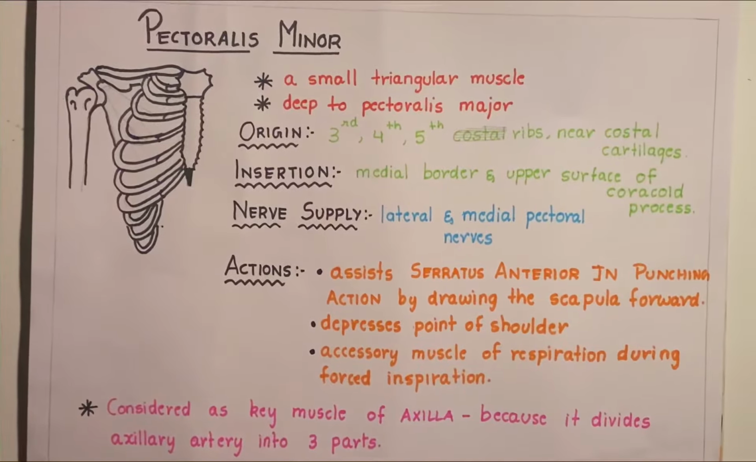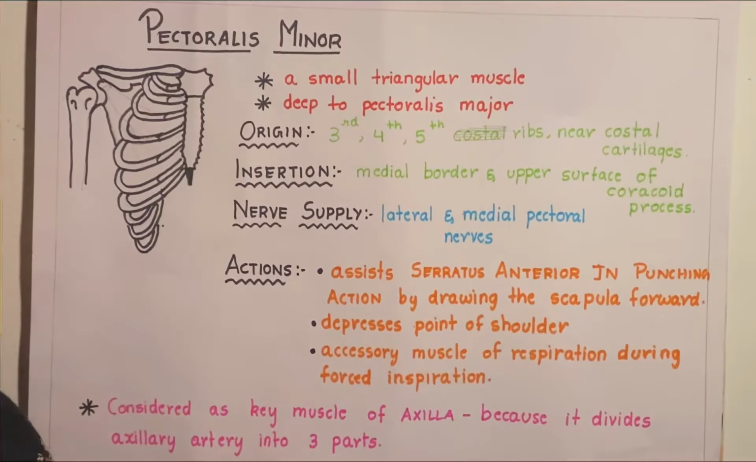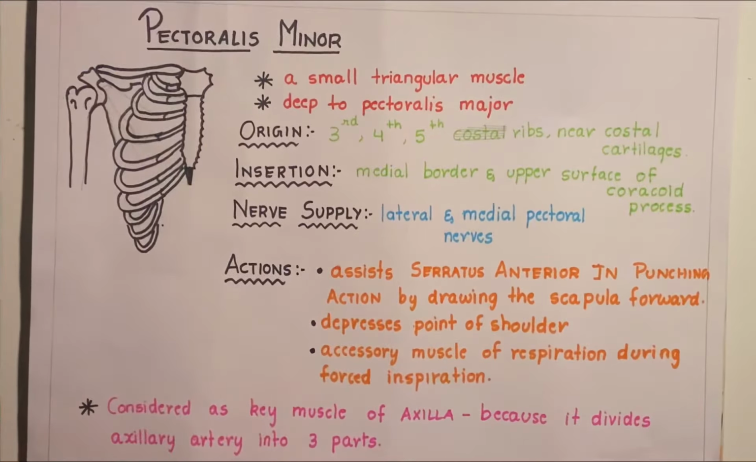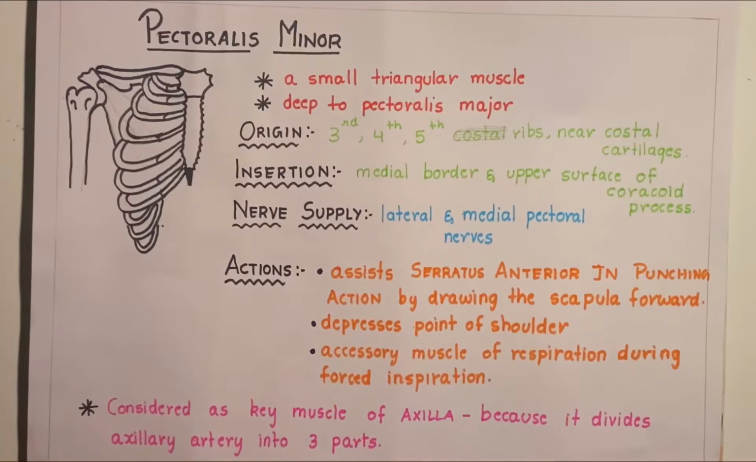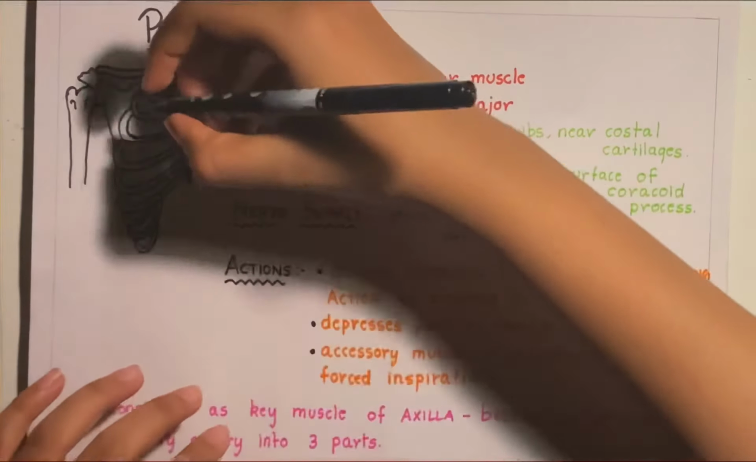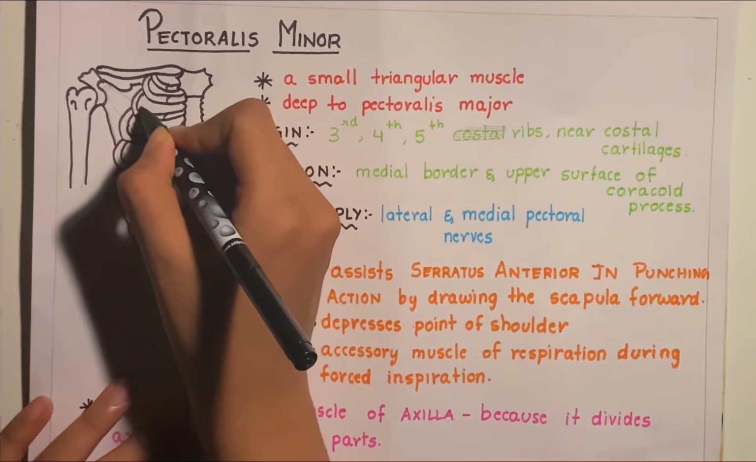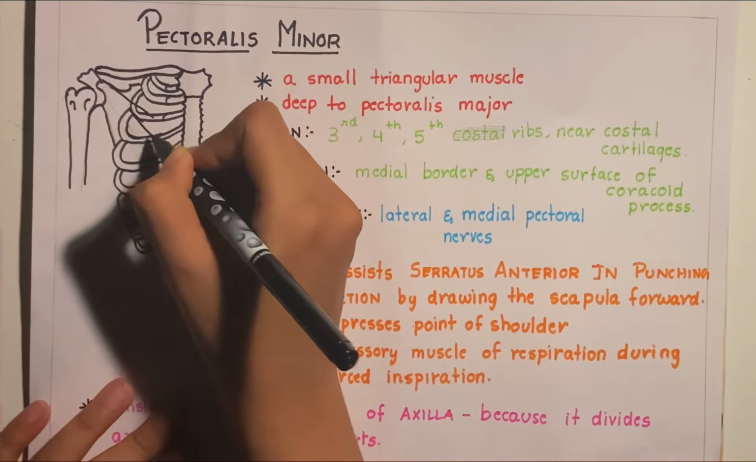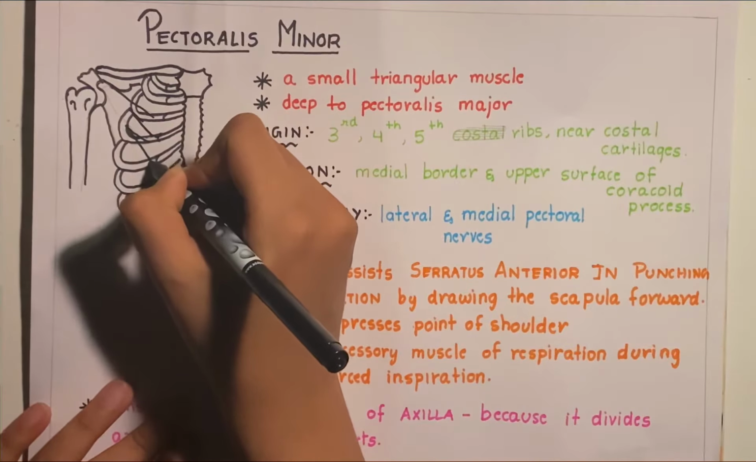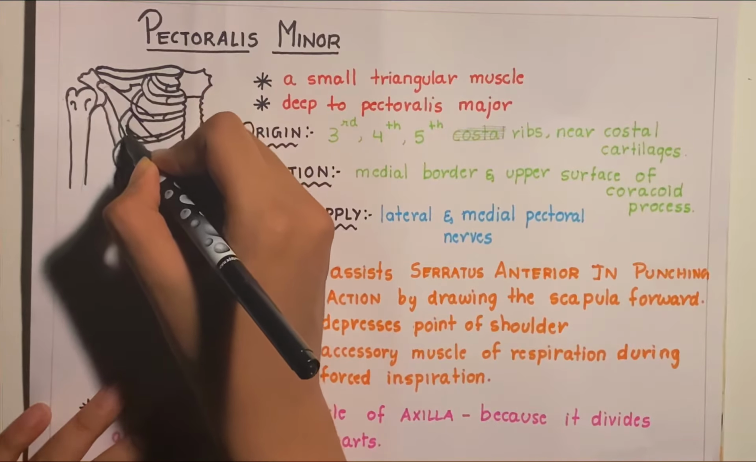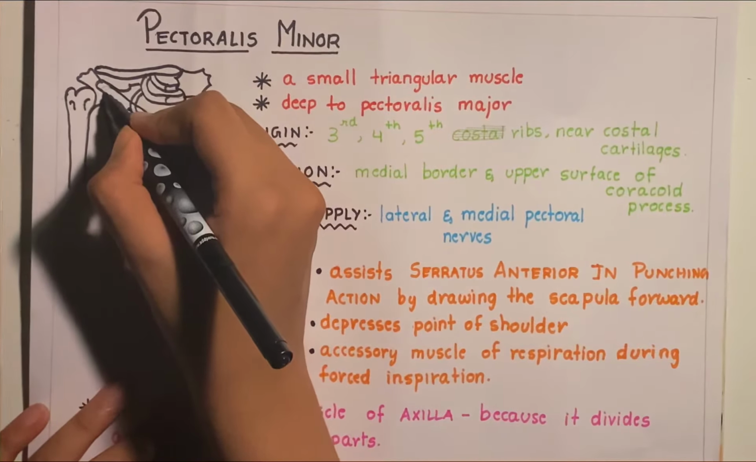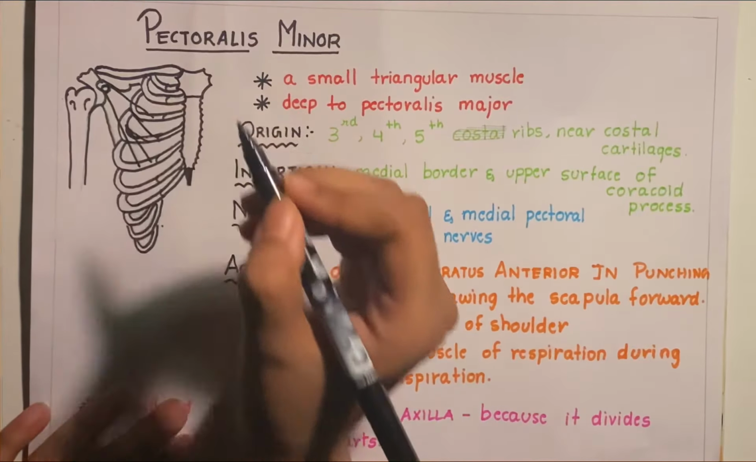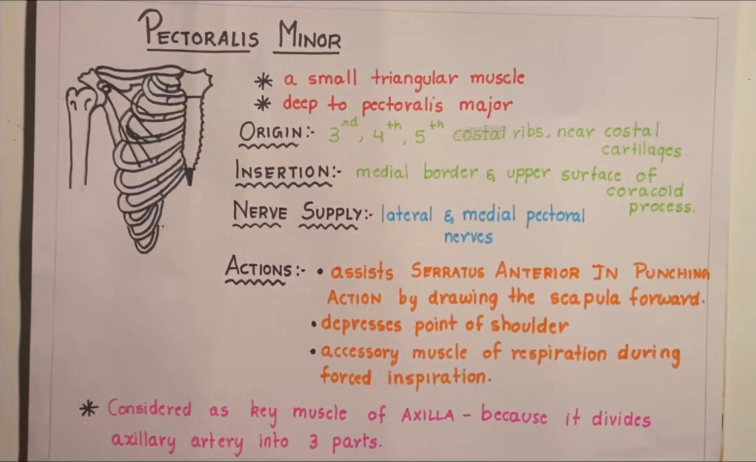Now, coming to the origin of the pectoralis minor muscle. The pectoralis minor muscle, as stated earlier, originates from the 3rd rib, the 4th rib, and the 5th rib, and is inserted onto the medial border and the upper surface of the coracoid process.